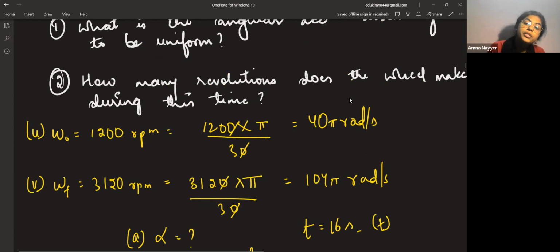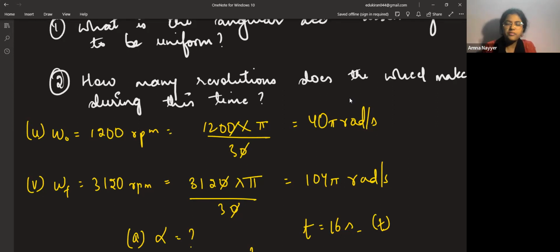How many revolutions does the wheel make during this time? Number of revolutions you have to tell. For finding out the number of revolutions, you should know what is the value of theta. How much displacement has occurred? How many angles are made? Then only you can tell the number of revolutions.